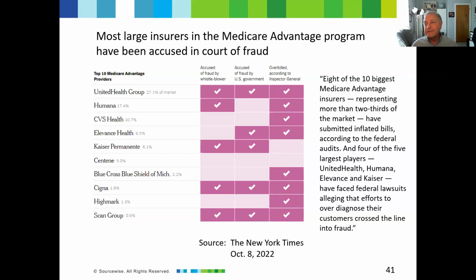Big insurance companies are in Medicare Advantage plans because Medicare Advantage plans, among other things, have the highest gross margins of any kind of health insurance. Now, gross margin is not the same as gross profit, but it's an indicator of the value of these plans and the premiums that they collect. And it's interesting, this is from the New York Times, that most of the large insurers that provide Medicare Advantage plans have been accused of fraud, either by whistleblowers or by the US government, or according to the Office of the Inspector General of HHS, have overbilled Medicare.